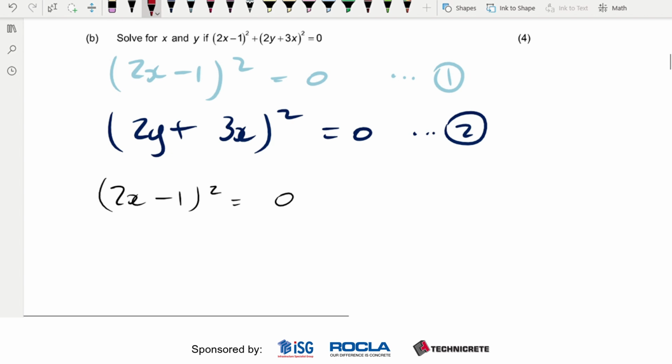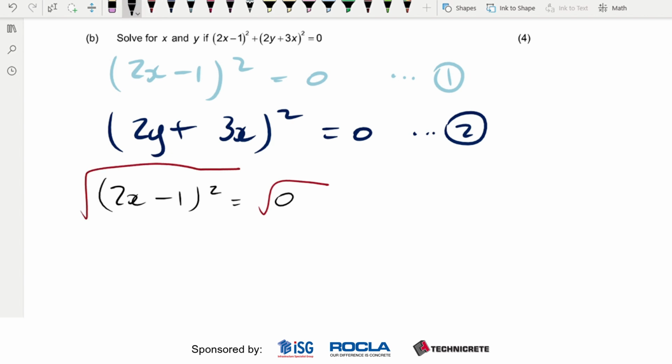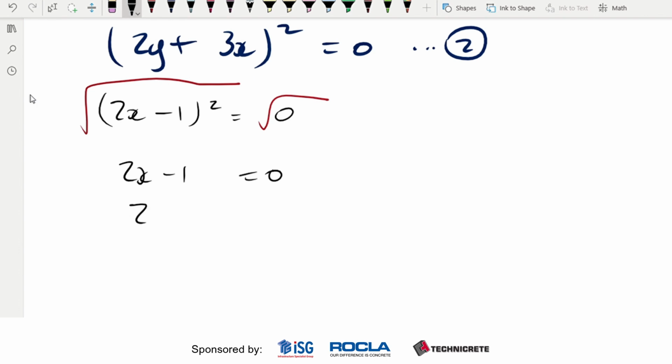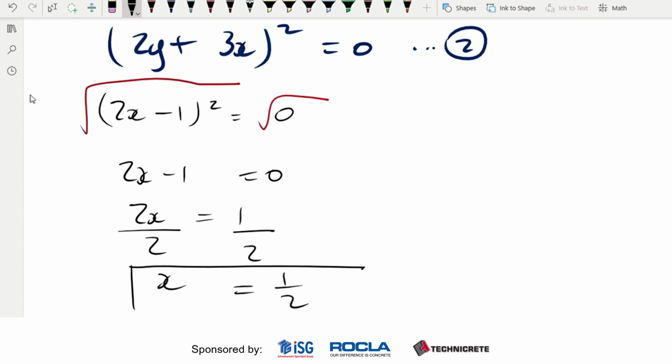If we take the square root of both sides, the square root of 0 is just 0, and this just leaves us with 2x minus 1 is equal to 0. Let's scroll up a little bit. So this is 2x is equal to 1. Dividing both sides by 2, we find that x is equal to a half. Cool. Half of our question is done now.